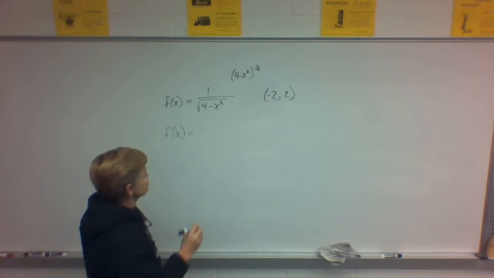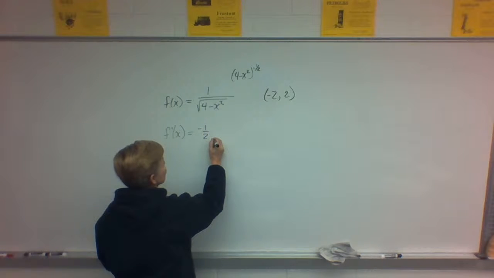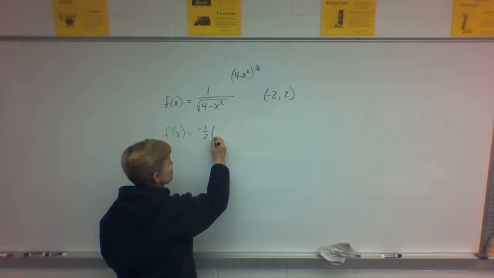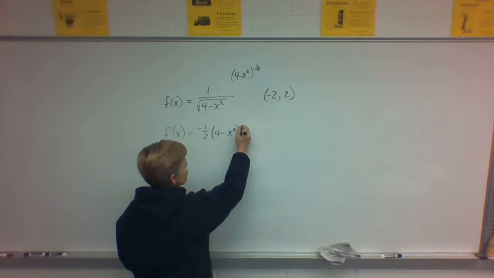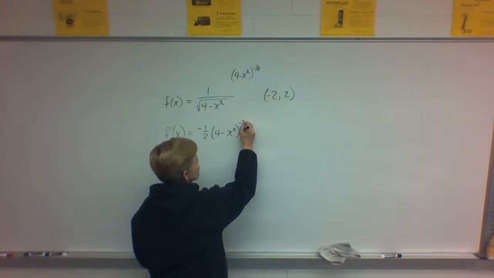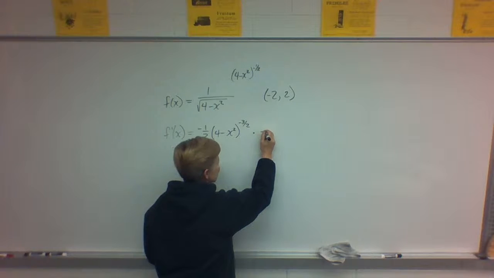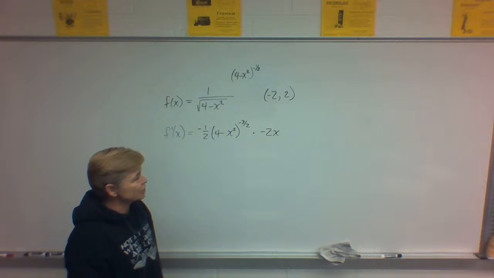How do we take that derivative? Times it by the negative 1/2. Gavin got it. It'd be negative 1/2 times 4 minus x squared to the negative 3/2, times the derivative of the inside, negative 2x. Oh, stupid chain rule. There's a lot to keep track of there. That's the chain rule right there. Did y'all see it?